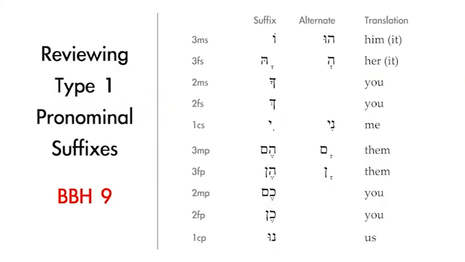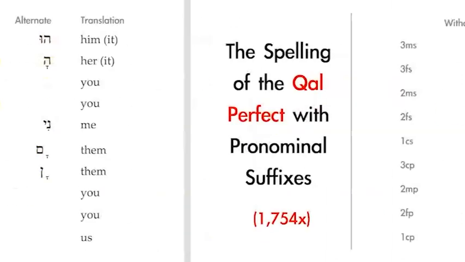Before we move on, let's review type 1 pronominal suffixes that we'll see with the verbs. Look at your screen with me. These are the pronominal suffixes that you learned in chapter 9. Let's say them together just to review them. O, a, ka, ka, e, hem, hen, kem, ken, nu. Now you've probably memorized these with the lamed preposition, but that's okay. We're just reviewing the basic forms. These are the items that you're going to see suffixed to verbs.